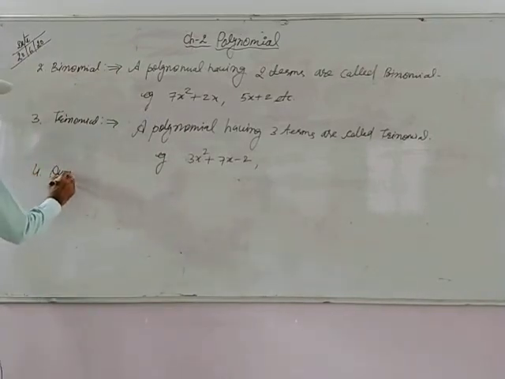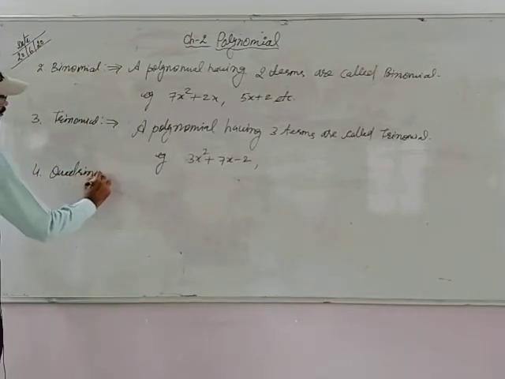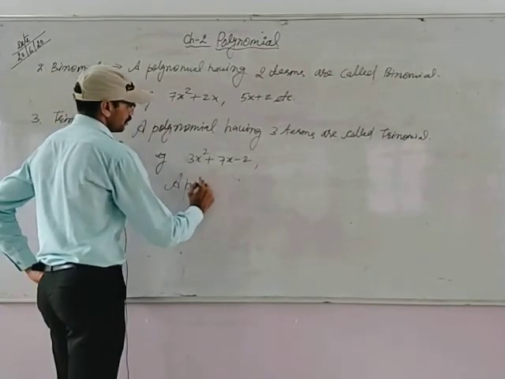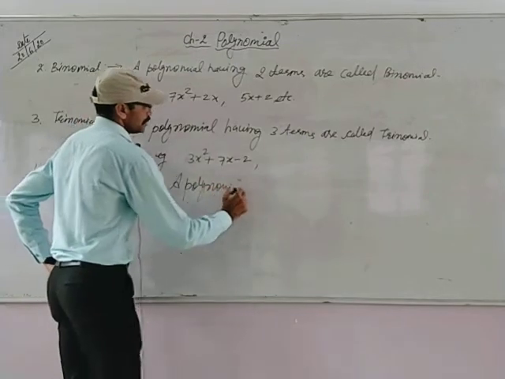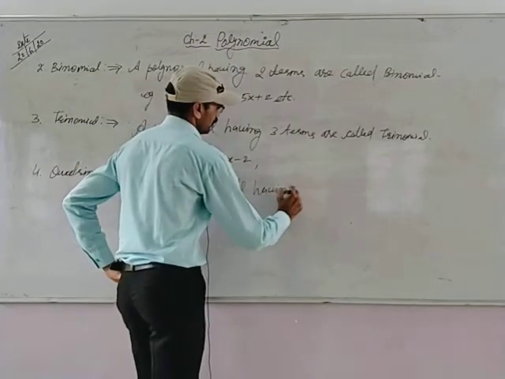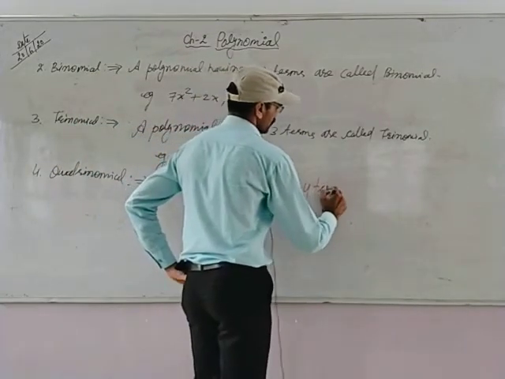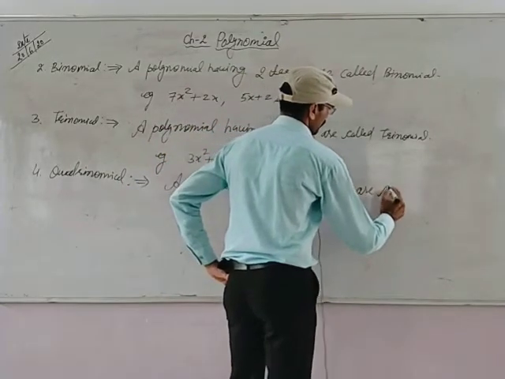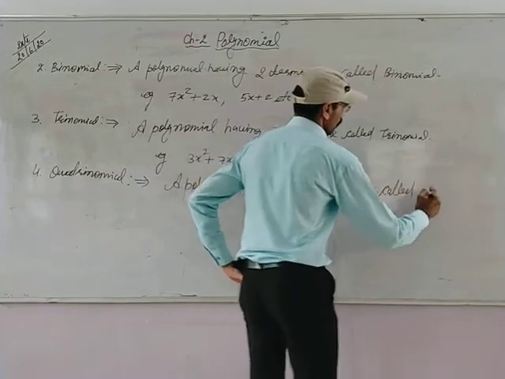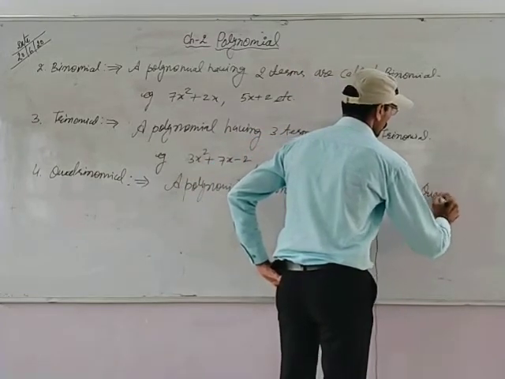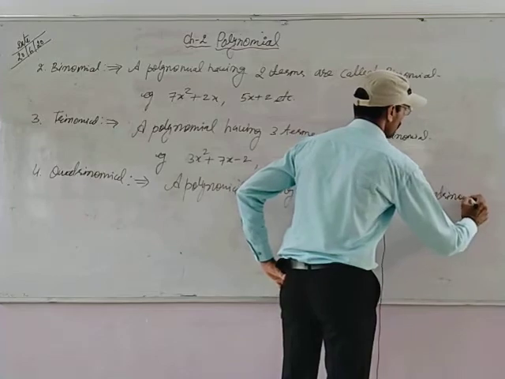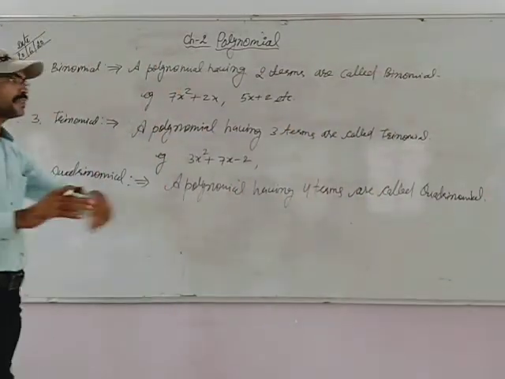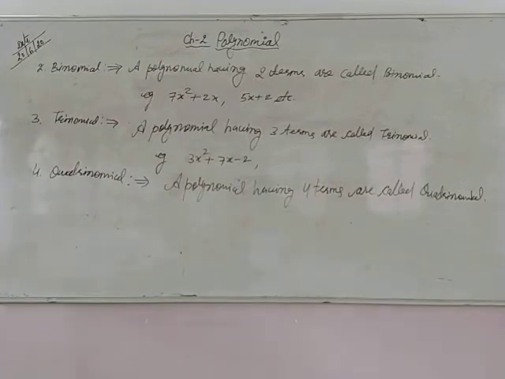Quadrinomial. A polynomial having four terms is called a quadrinomial. These are the types of the polynomial according to their terms.